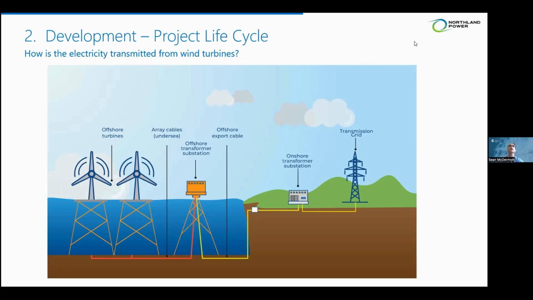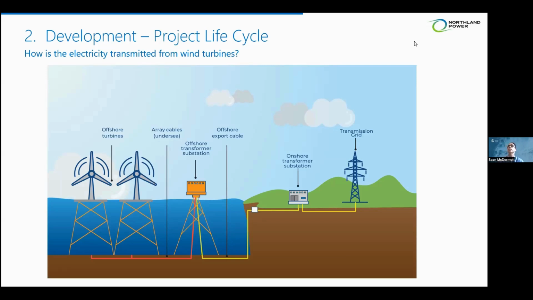Typically, the voltage in the offshore turbines is lower than that of the export cable. So you have multiple array cables that come together in the offshore substation, where the voltage is stepped up and put into a single export cable to take to shore.